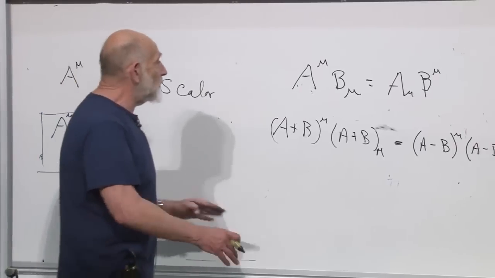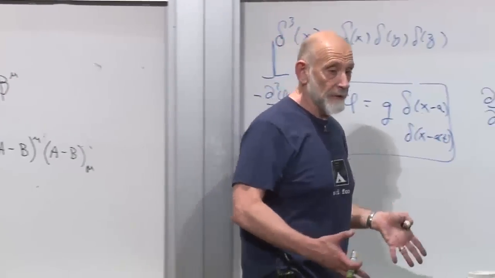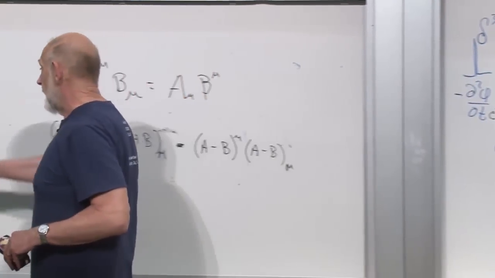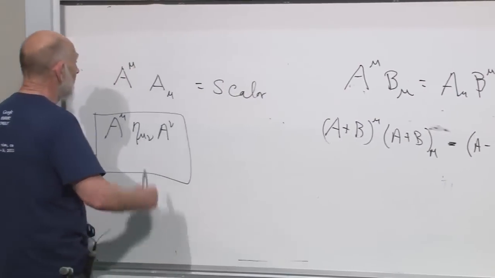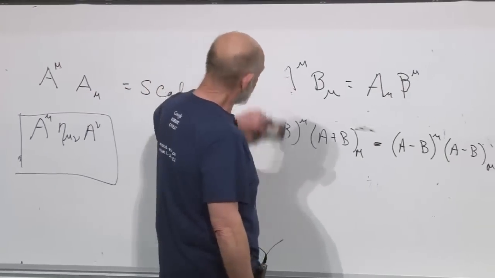So if I take any 2 4-vectors and contract them in this way, I get another scalar. So it's a slight generalization of just saying that A is a scalar. Take any 4-vector with any other 4-vector, it's also a scalar.